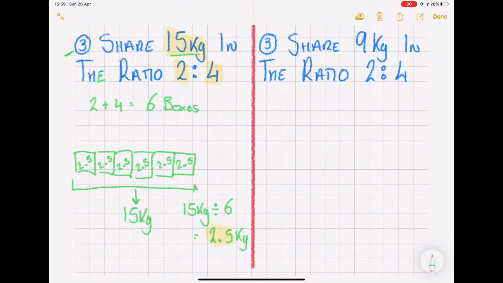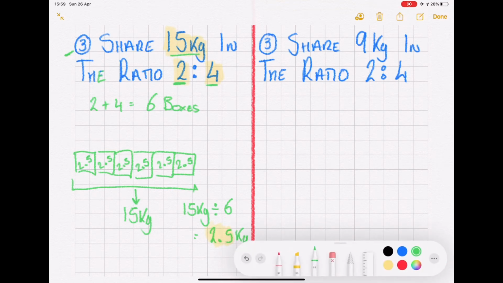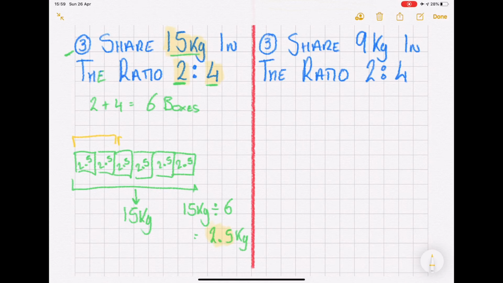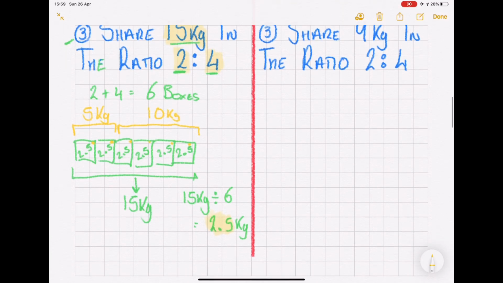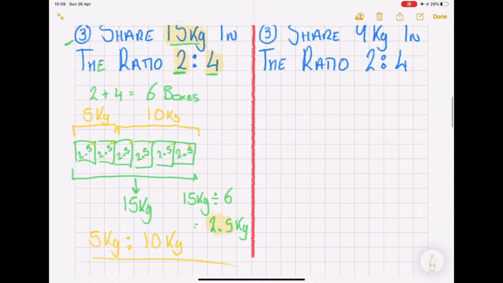Like that. And now we're splitting 15 kilos in the ratio 2 to 4. So that's 2 boxes to 4 boxes. If we add these 2 boxes together, 2.5 plus 2.5 is 5 kilograms. And 2.5 plus 2.5 plus 2.5 plus 2.5 is 10 kilograms. So if we share 15 kilograms in the ratio 2 to 4, we end up with 5 kilograms to 10 kilograms, like that. And that's our final answer.